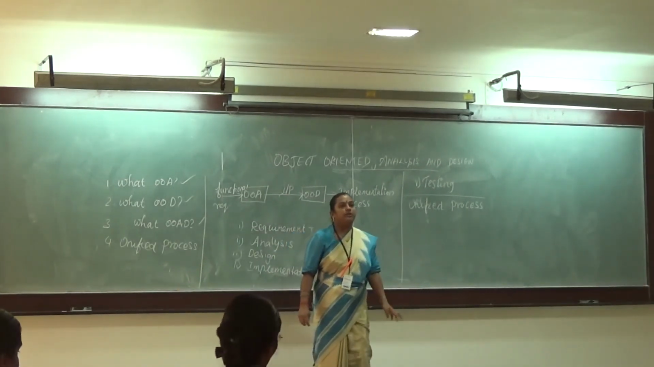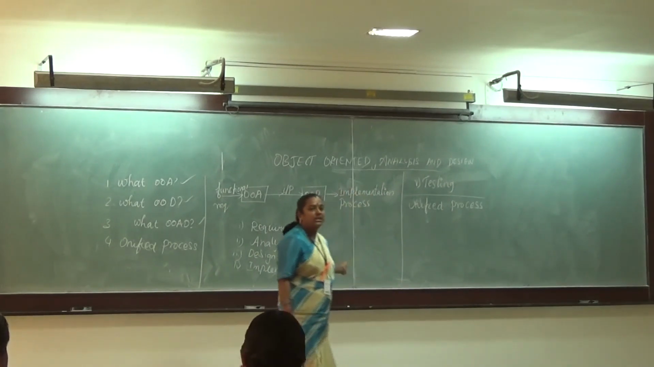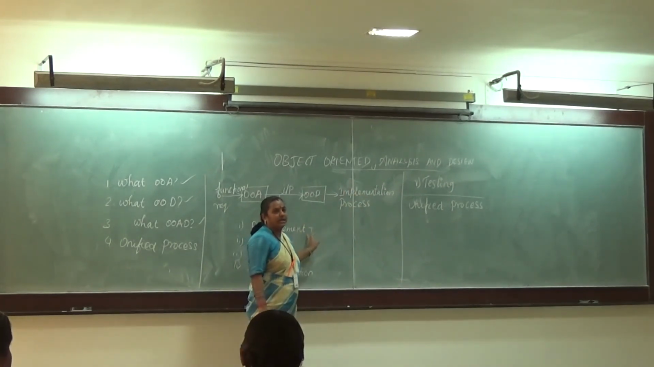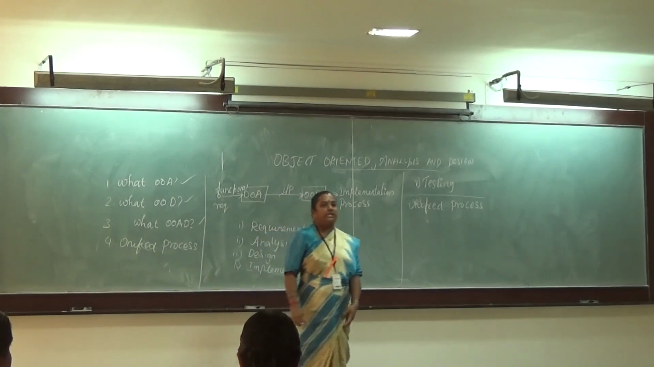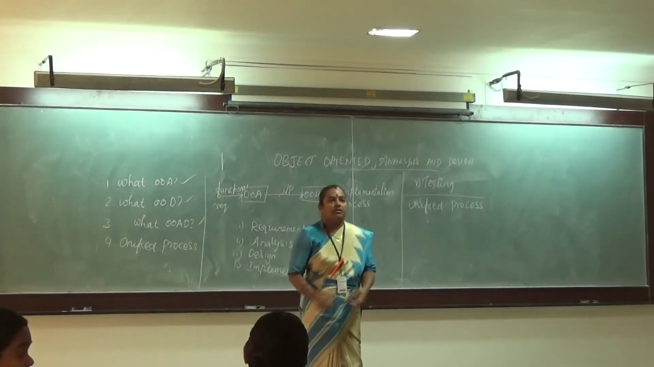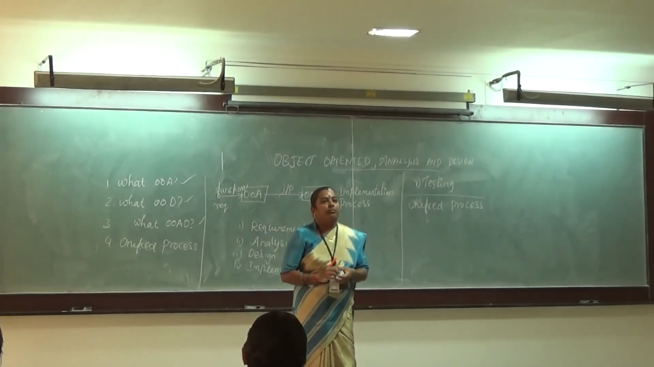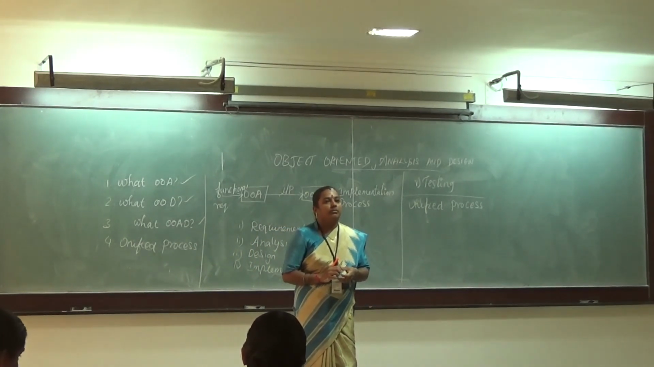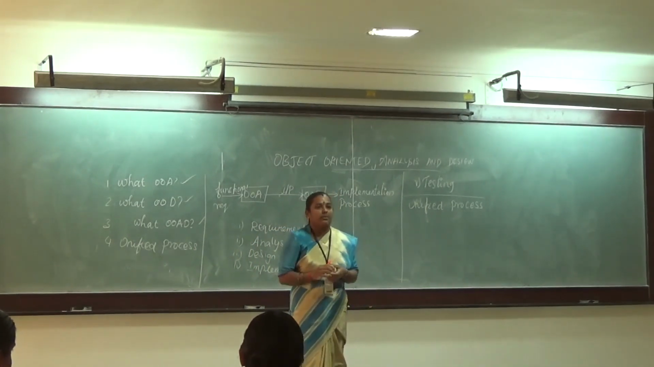So what are the tools we are using in OOAD? Relational Rose software, and then CRC cards, and then GoF design patterns. Okay. So in that, how can you identify the objects? That is based on the applications.